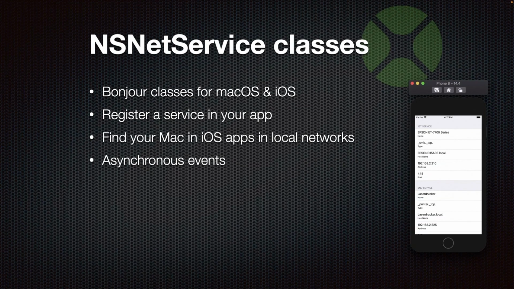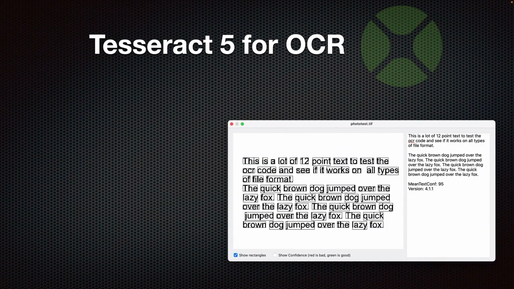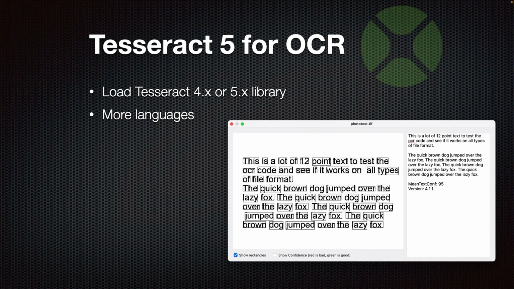And this works with asynchronous events, so your application is not blocked. Then I updated the Tesseract engine to version 5, or actually 5.1. So you can now decide which version you want to load. And if there's a newer version coming, you can just download it, load it, and get more languages and better quality for your text recognition.